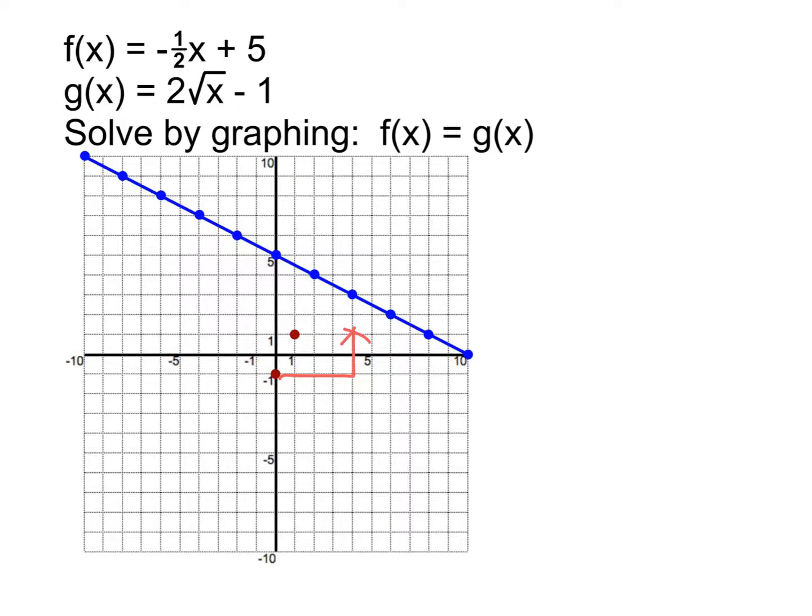Okay, but in this case, I'm not going to go over 4 up 2 because of the 2 that's being multiplied by the square root. Again, that's a vertical stretch. So instead of going up 2, I'm going to go up 4 here. So that's where my next point goes, is over 4 up 4.